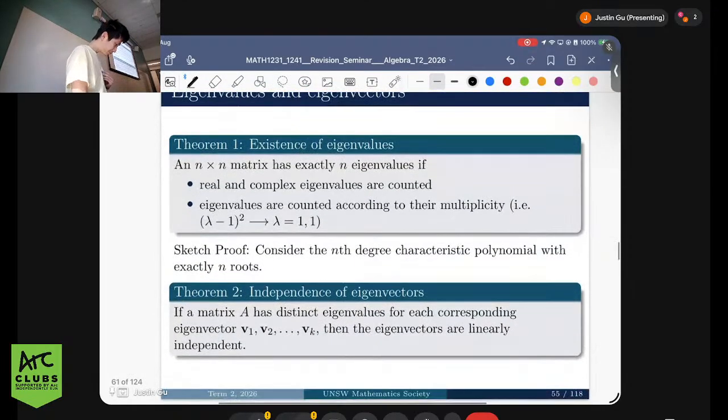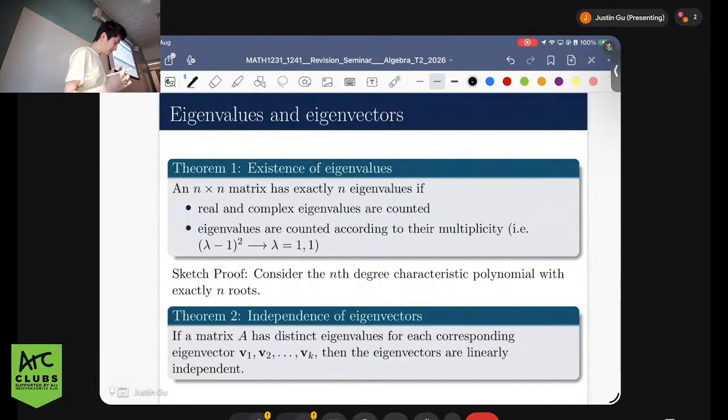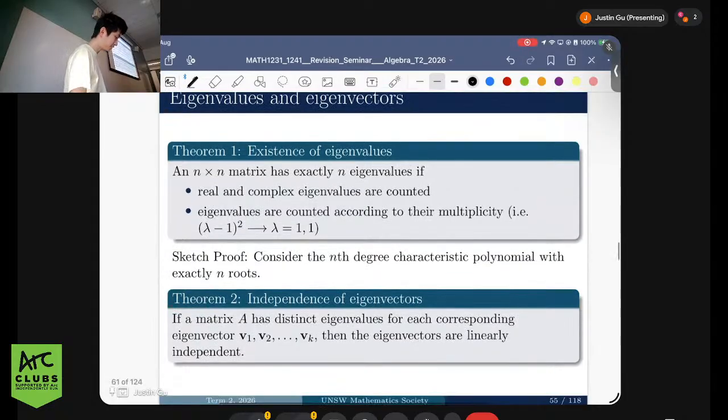Okay, so theorem 1 talks about the existence of eigenvalues, right? An n by n matrix has exactly n eigenvalues if you count the real and complex eigenvalues. If you have a repeated root of your characteristic polynomial, you count that twice, or however many times the root is repeated. So if your characteristic polynomial ends up being lambda squared minus 1, then we'll count 1 as a root 2 times, right? That's just because of the fundamental theorem of algebra. The characteristic polynomial has degree n, so it will have n eigenvalues.